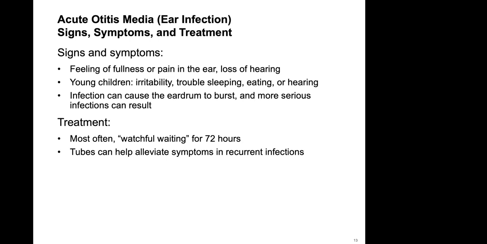Unfortunately, I was that child that had to have several tubes put in my ears because I had very chronic ear infections. And that's also something you typically will tend to grow out of.